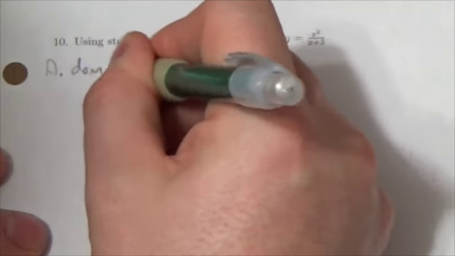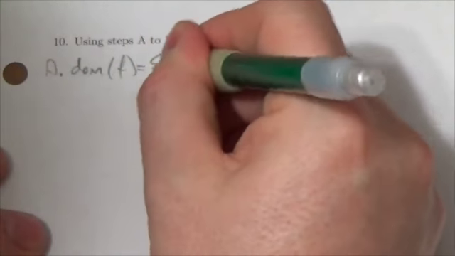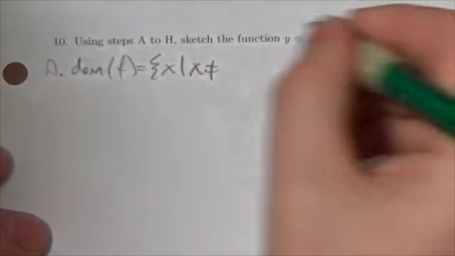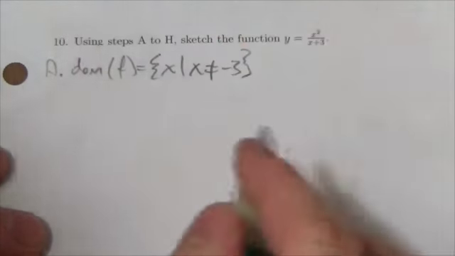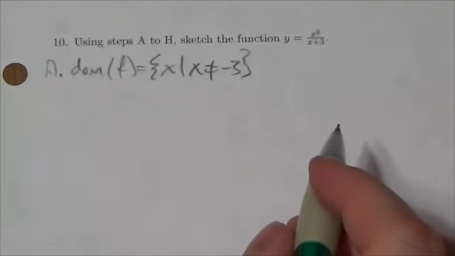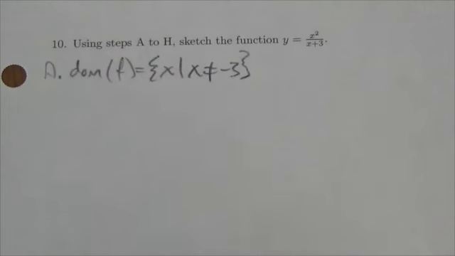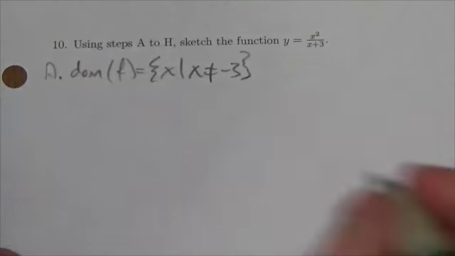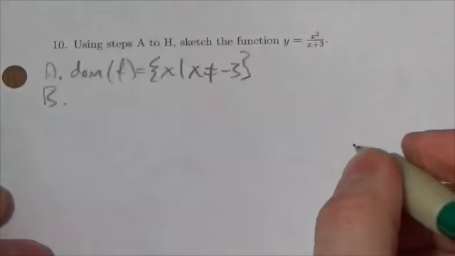The domain of our function is going to be the set of x values such that x does not equal negative 3. Now, you don't have to necessarily write it out like that, but it's a good idea to be familiar with the notation. B, intercepts.